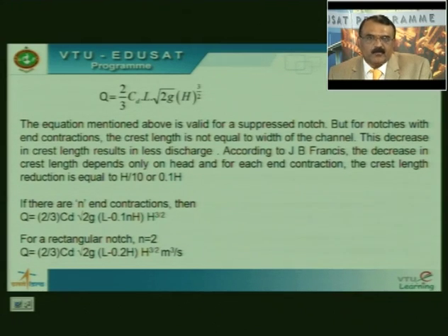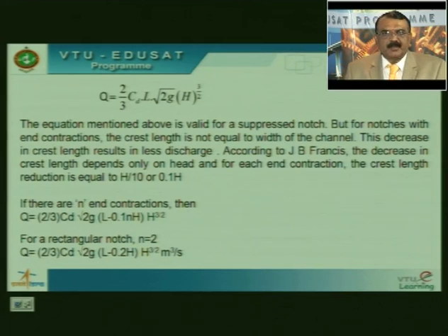I repeat, whenever there is a clinging nappe, the head over the notch will be less, whereas the discharge flowing over the notch is very high. In that case, if I use this equation to calculate the discharge, it will not match with the actual discharge flowing over the notch. That is why clinging nappes are not desirable. I hope it is clear.